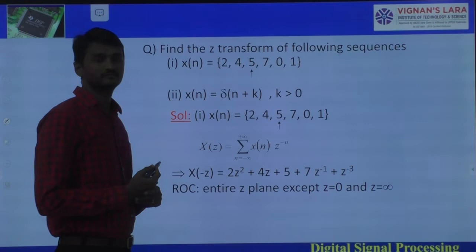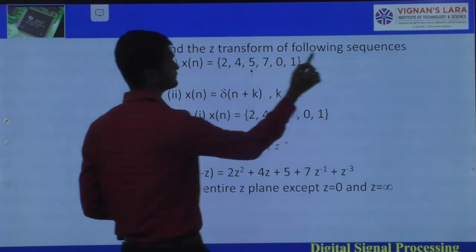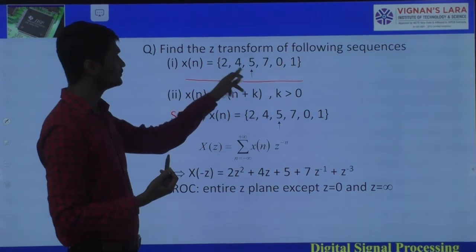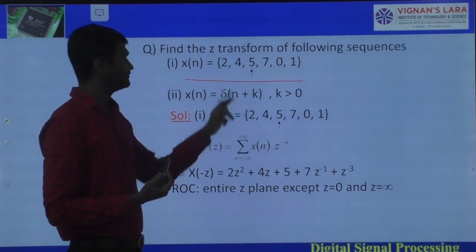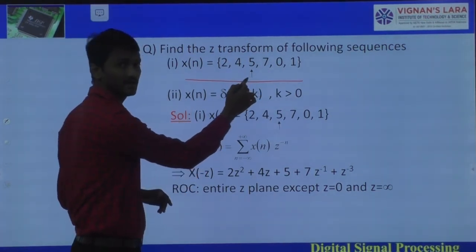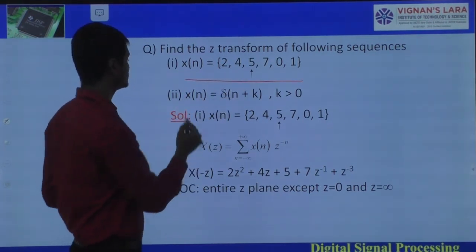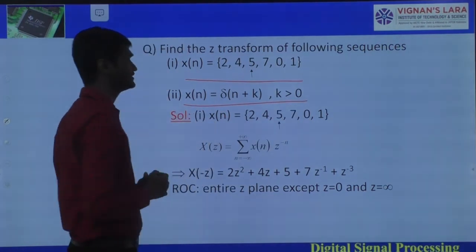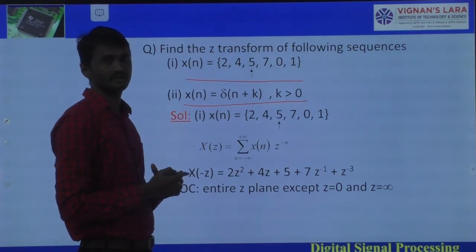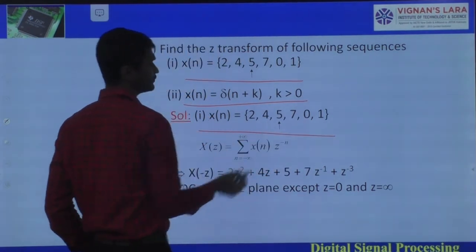So here are the examples of Z transforms for different types of signals. Find the Z transform of the following sequences. First one, x of n is equal to 2, 4, 5, 7, 0, 1, where the sequence is starting from n equals minus 2, because the arrow indicates the value of x of n at n equals 0. Next signal is x of n is equal to delta of n plus k, where k is greater than 0, right?